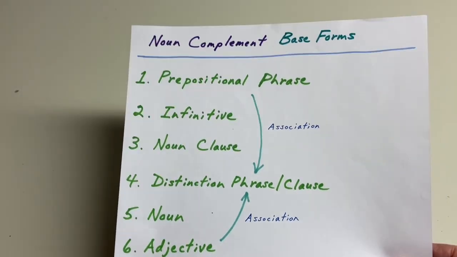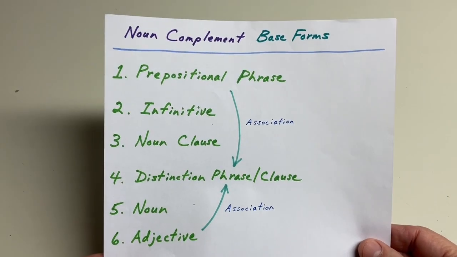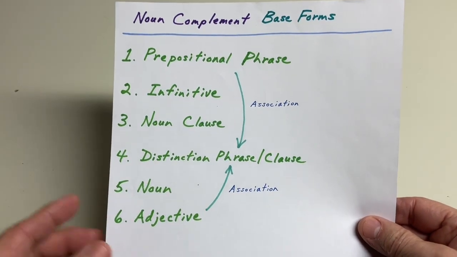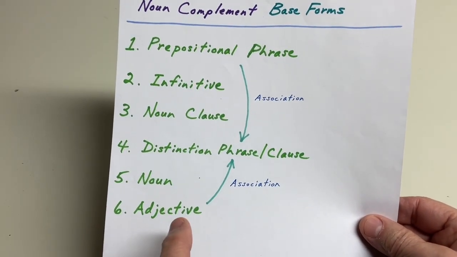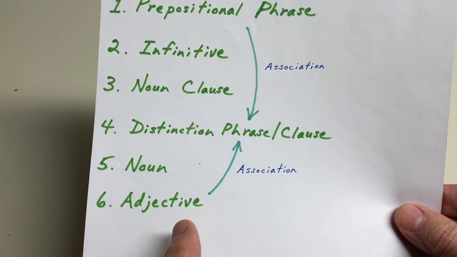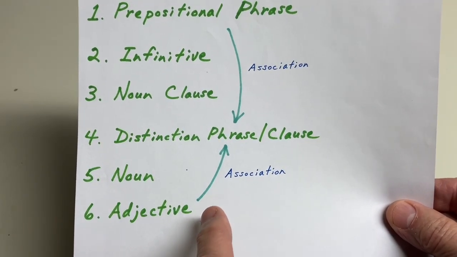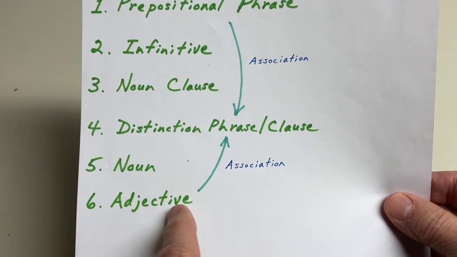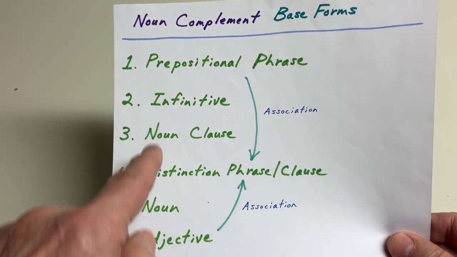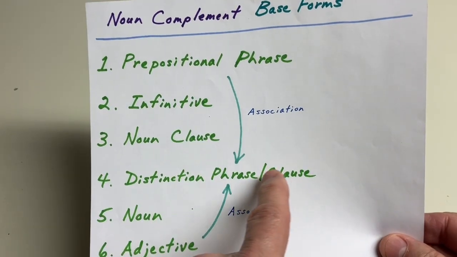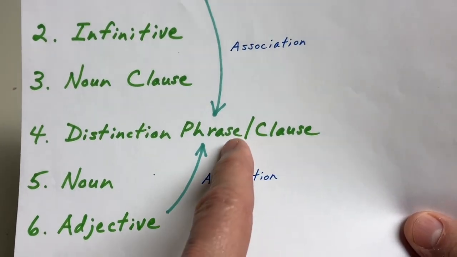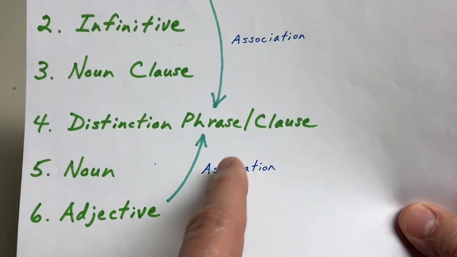Okay, so in this video, I'm going to quickly review some of the key points I made in my last video. In my last video, I mentioned that in previous noun complement videos I discovered an association between the adjective used as a noun complement and the distinction phrase or clause used as a noun complement. In other words, I saw an association, a connection, all right?